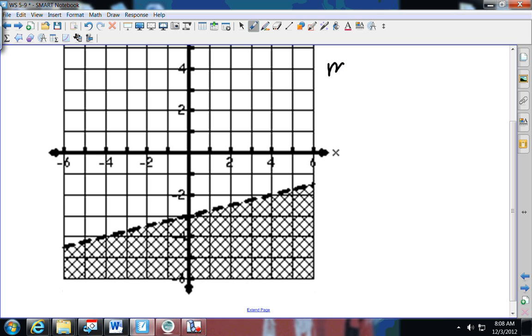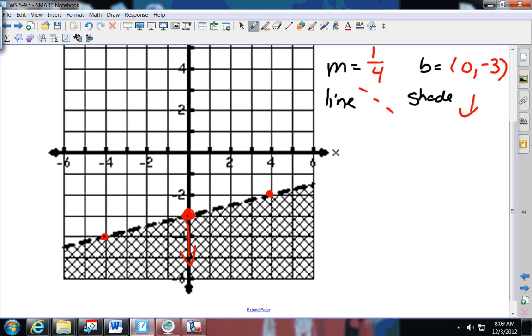I'm going to make my own notes: M, B, line, and shade. Okay, the y-intercept right here is 0, negative 3. I see that the line is dashed. My line is increasing, going up. So I'm going up 1 and over 1, 2, 3, 4. Let's see if I go down 1 and over 1, 2, 3, 4. Yep. So it should be positive 1/4. And the shading is below.